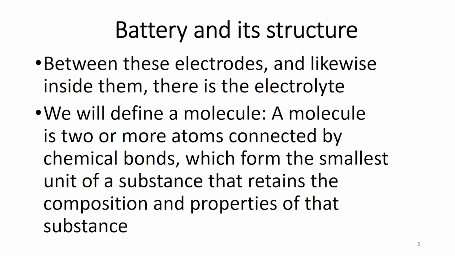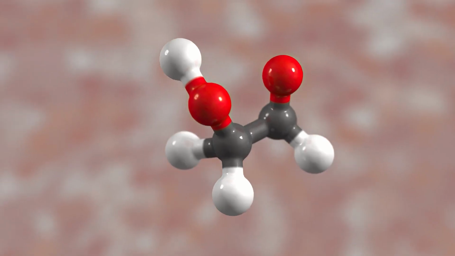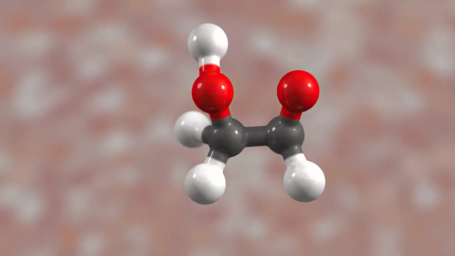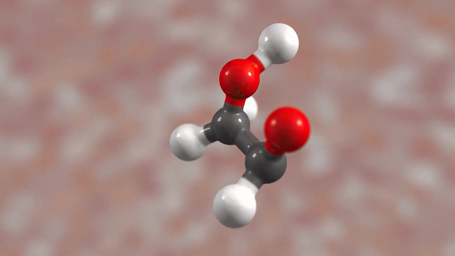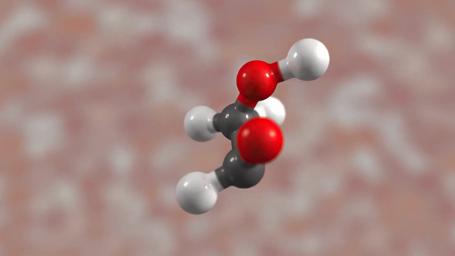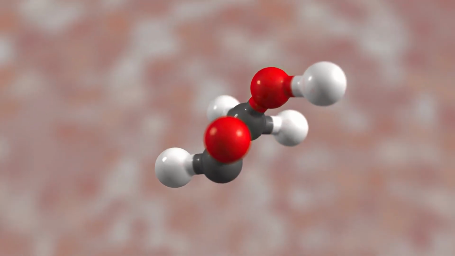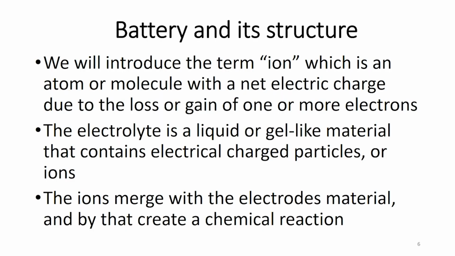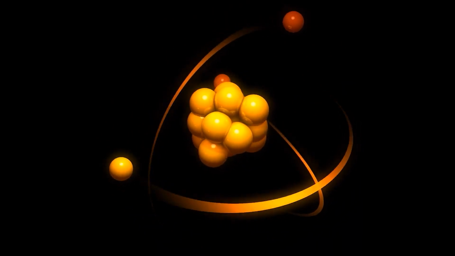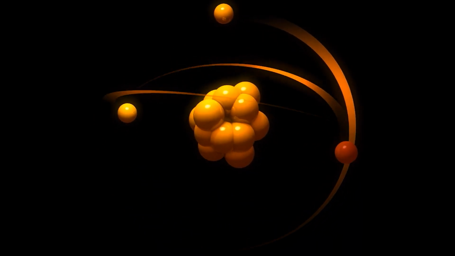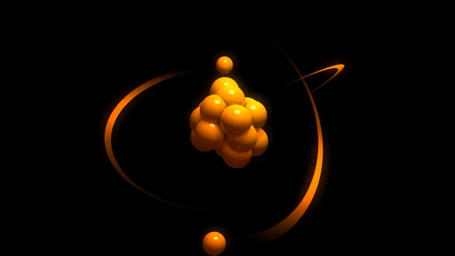We will define a molecule. A molecule is two or more atoms connected by chemical bonds, which form the smallest unit of a substance that retains the composition and properties of that substance. We will introduce the term ion, which is an atom or molecule with a net electric charge due to the loss or gain of one or more electrons.